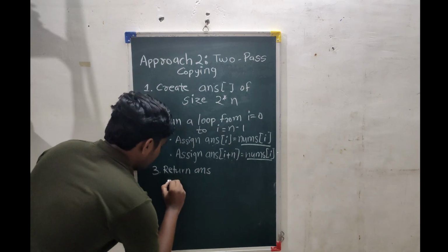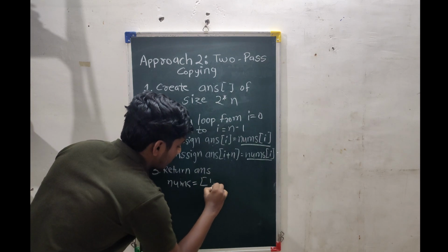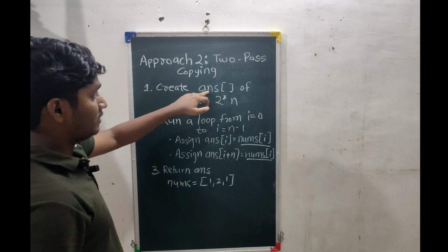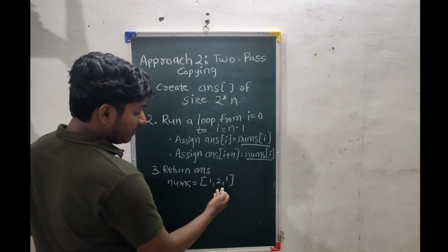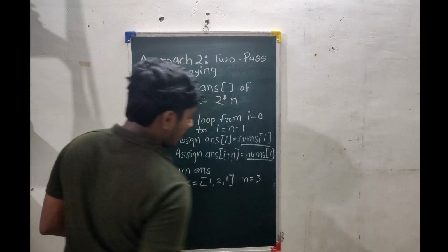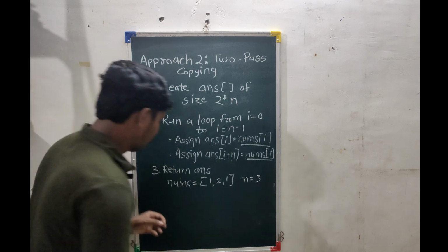So let's see an example. In the example we are given a nums array with elements 1 2 1. In the first step we have to create an answer array of size 2n, and here the size of the nums array is 3, so n is equal to 3. So we have to create an answer array of size 2n, that means size 6.